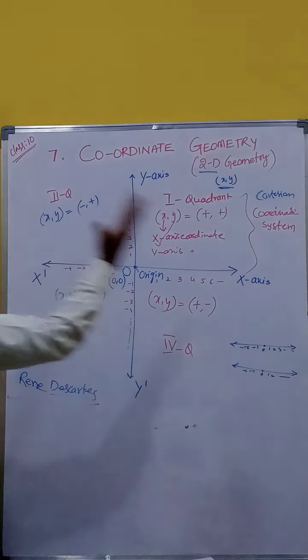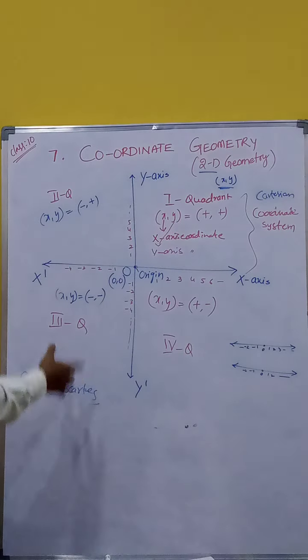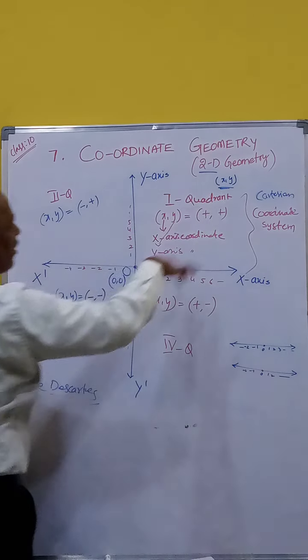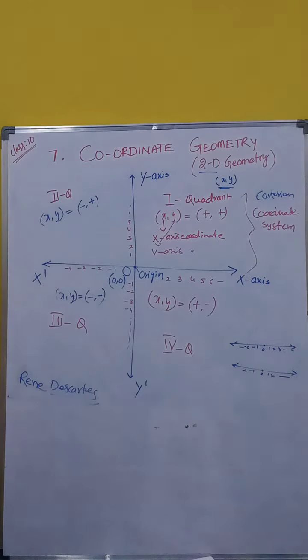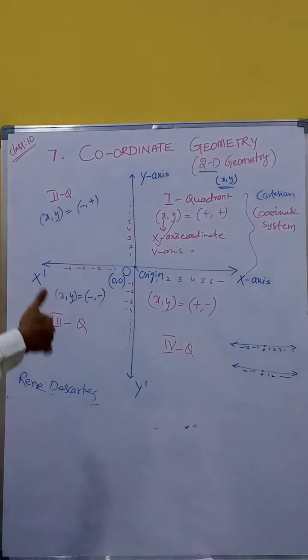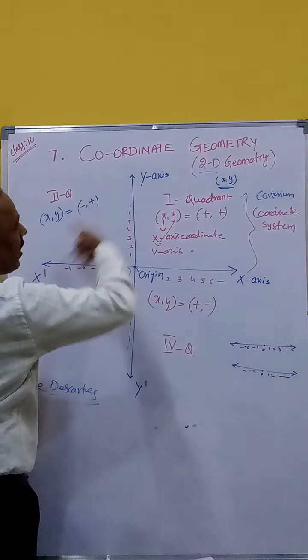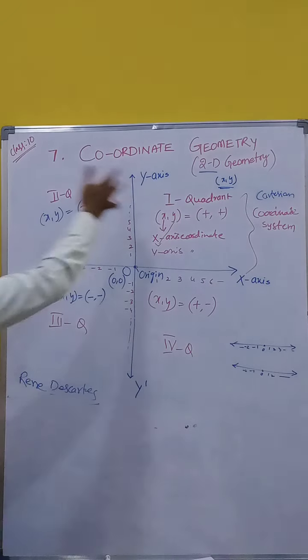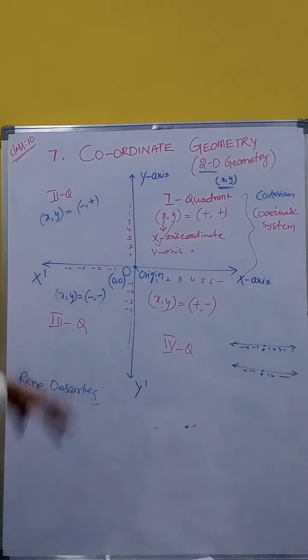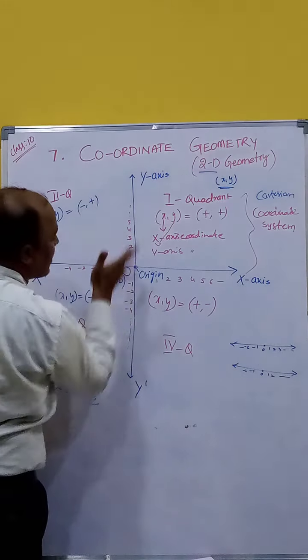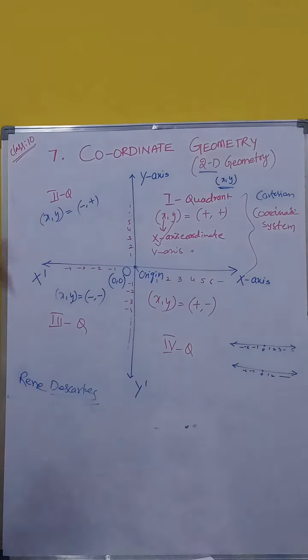Coordinate geometry is related to only the Cartesian coordinate system, that is the x-axis and y-axis. This is 2D geometry. We have 3D geometry also, but in future, in higher classes, you have to study 3D. In 2D geometry, you have only the x-axis and y-axis. In 3D geometry, we have a z-axis also: x, y, z. That's why it's 3D geometry.